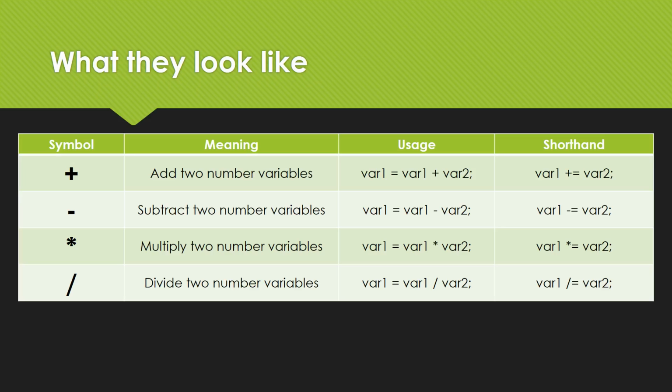In programming, this is what they look like. You've got your addition, subtraction, multiplication, and division. Then this is the usage for them. So variable 1 is equal to variable 1 plus variable 2. What we're doing is adding these two variables and then reassigning this new value to the first variable. And this is the shorthand, so you don't have to type all this. The rest of these pretty much work the same way.